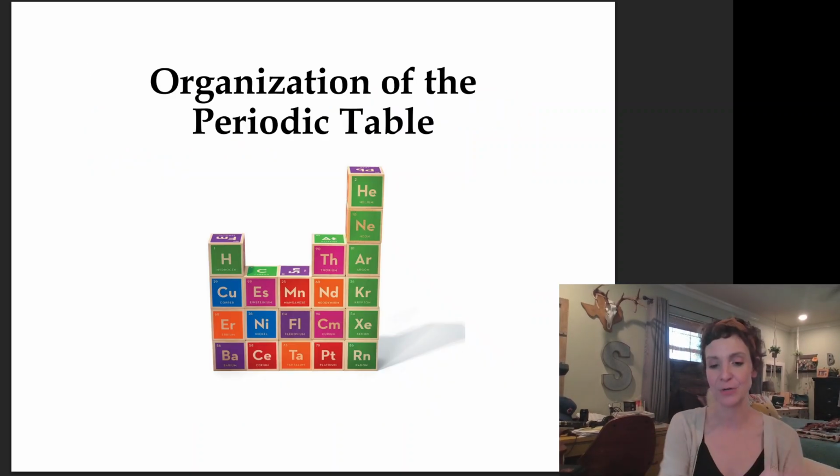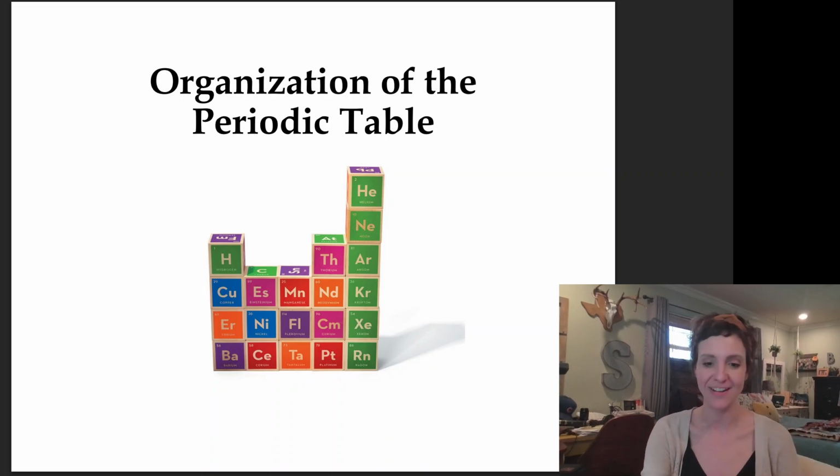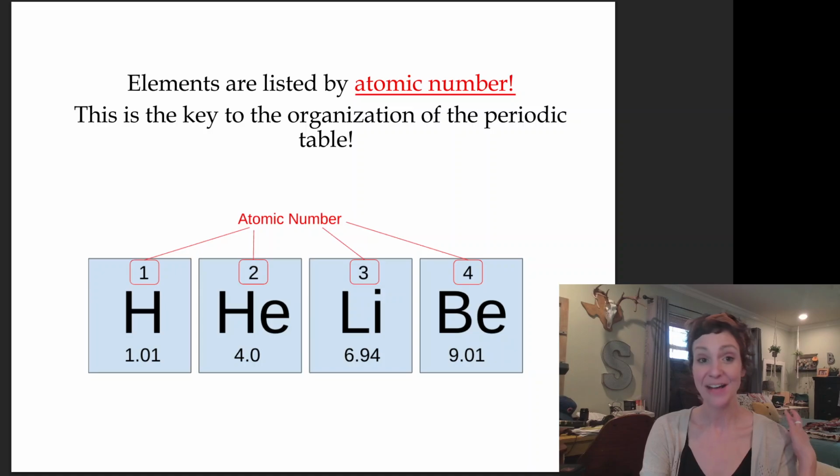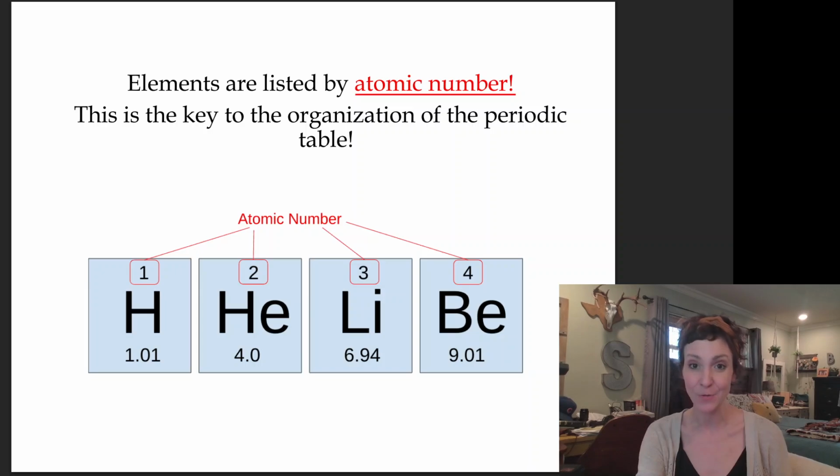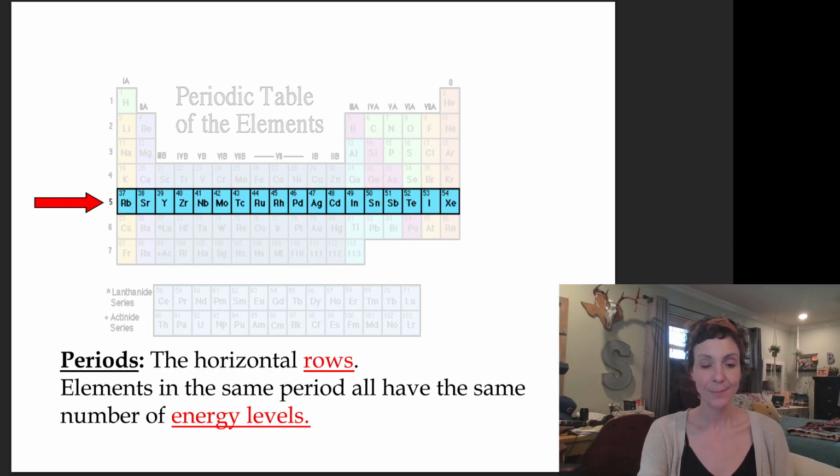So let's talk a little bit more in depth about the organization of the periodic table. Elements are listed by atomic number. This is the key to the organization of our periodic table. Our atomic numbers are the big numbers on top of my element symbols. They represent the number of protons. Periods are my horizontal rows of my periodic table.